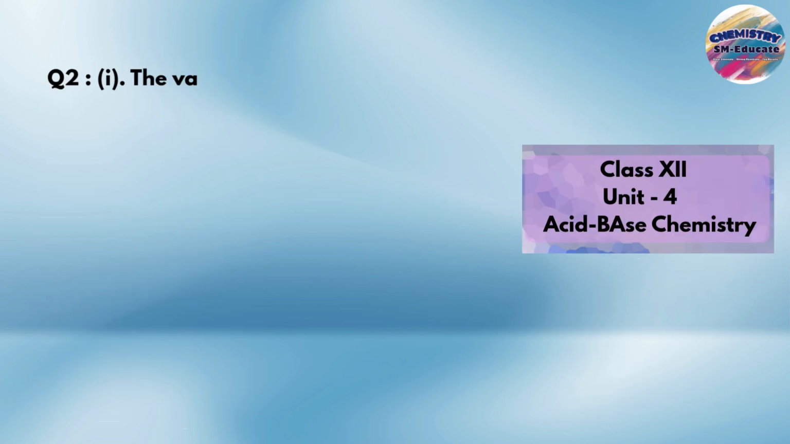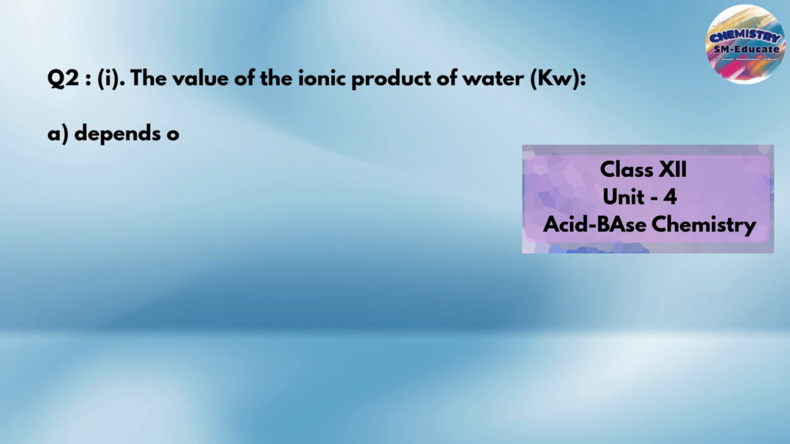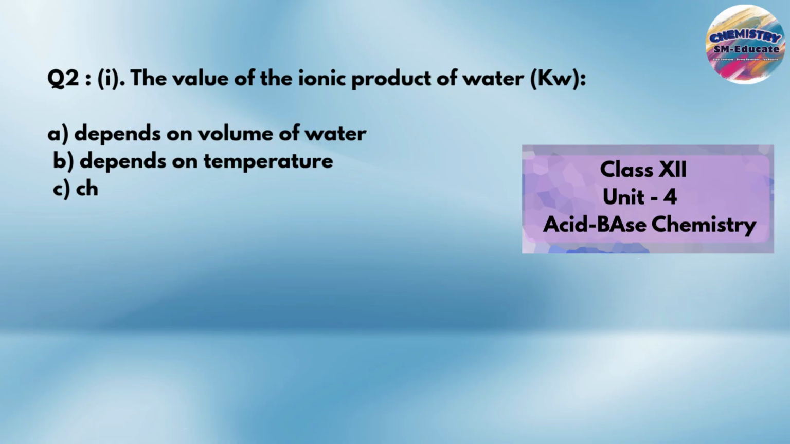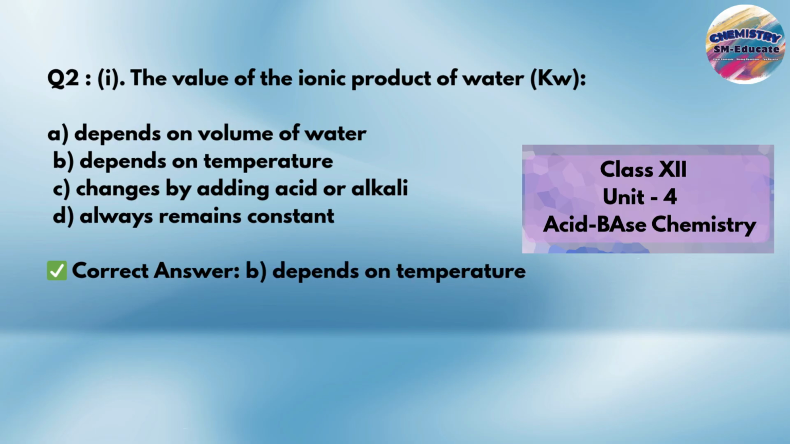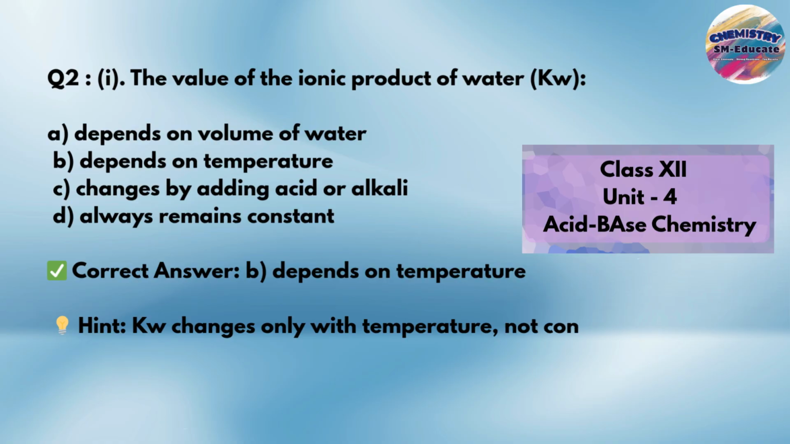Question 2. Part 1. The value of the ionic product of water, Kw: A, depends on volume of water; B, depends on temperature; C, changes by adding acid or alkali; D, always remains constant. Correct answer: B, depends on temperature. Hint: Kw changes only with temperature, not concentration.